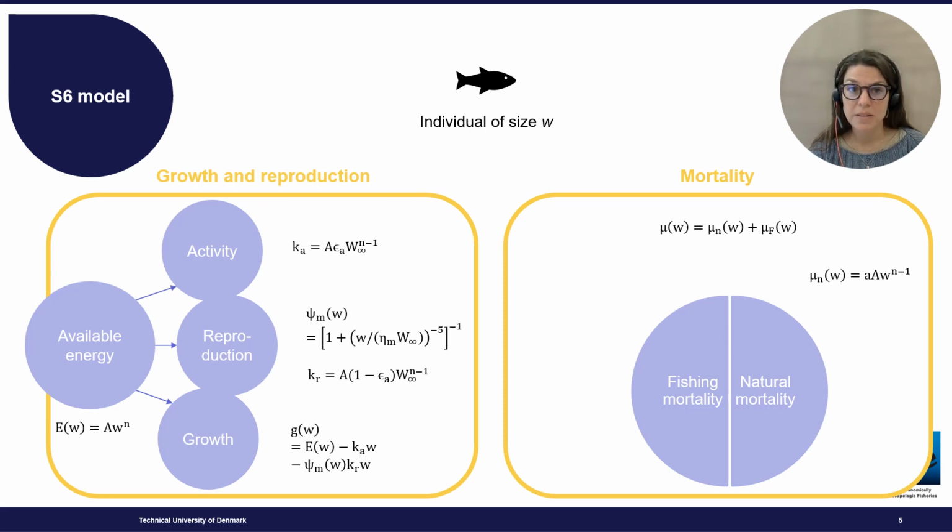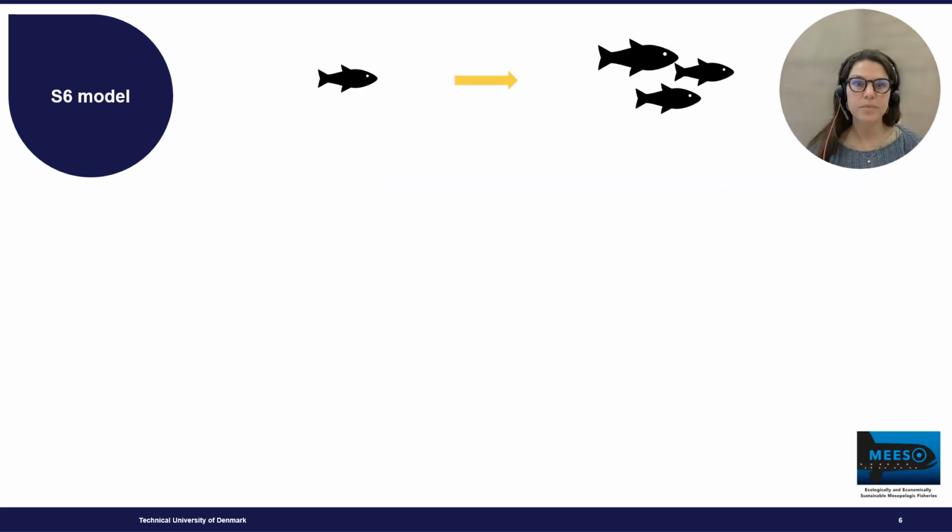size-based mortality. On the other hand, fishing mortality only occurs for individuals large enough to be caught by the net. And this again is described by a sigmoid selectivity curve with a 50% retainment weight W50. And such a sigmoid curve follows the behavior, particularly of active fishing gears, such as trawls.